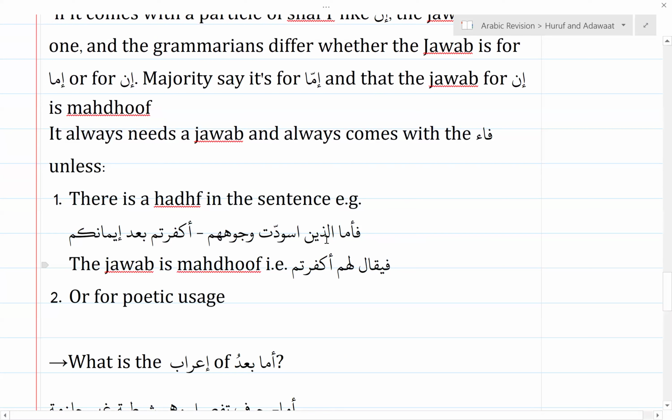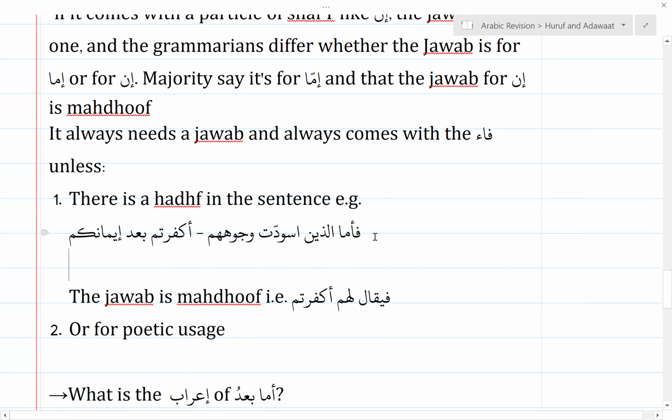All right. This is an ayah in the Quran. فَأَمَّا الَّذِينَ اسْوَدَّتْ وُجُوهُهُمْ. Where's the fa? Where's the jawab? What is happening? We see another sentence. أَكَفَرْتُمْ بَعْدَ إِيمَانِكُمْ. It feels like something is missing. Let me translate this for you. As for those whose face turned black, have you disbelieved after your belief? Wait. It feels like something is missing.